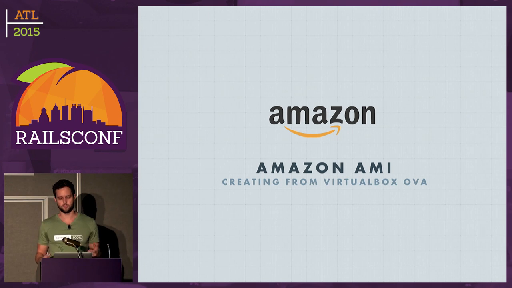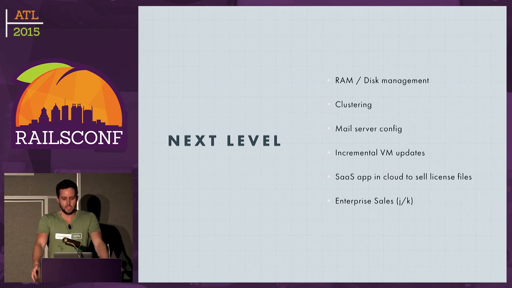And then once you have an AMI listed on Amazon, it's pretty trivial to just hit the public button, and then it's searchable in the public registry. So some more things that are going to be the next step beyond what we've covered.